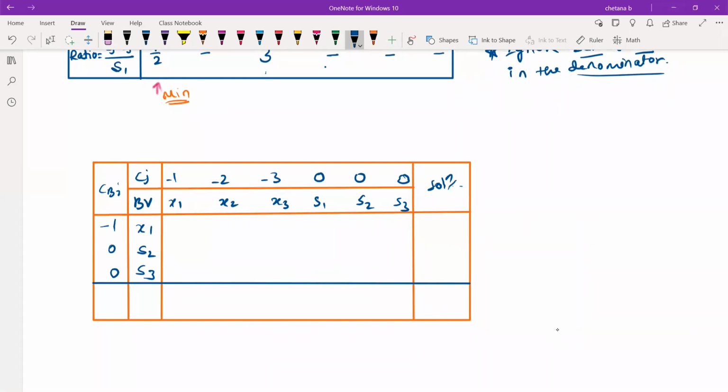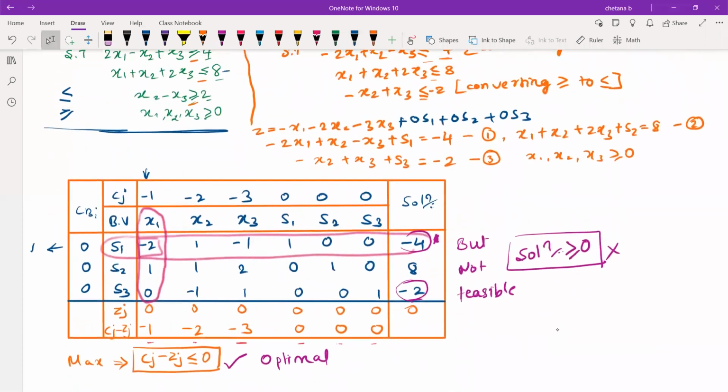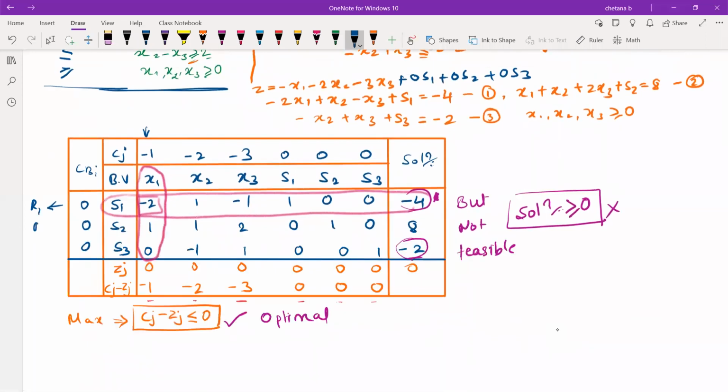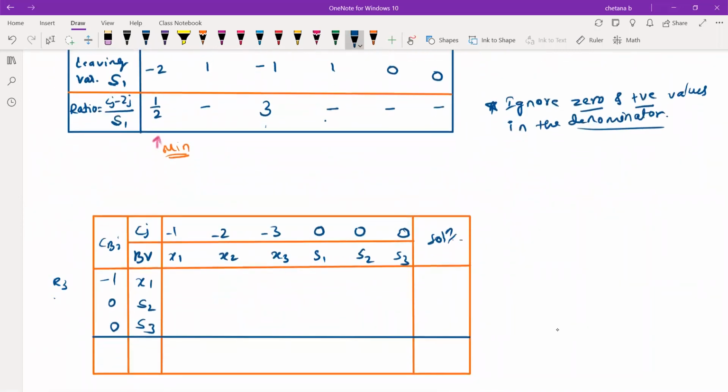Now comes the modified table. So for row 1, again you can give the row names here, numbers here. 1, 2, 3, and for next you have R4, R5, R6. So 4, 5, 6.